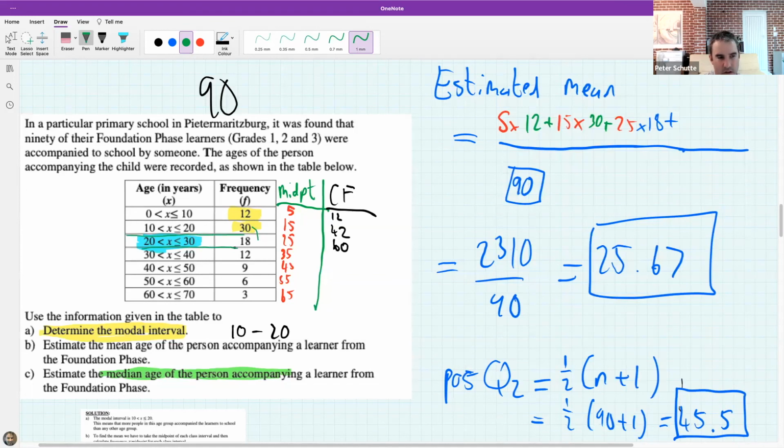So isn't 42 the closest to 45.5? No, but it's not about being closest, it's about which one does it fall into. If the position had been like 35, then you would have been in the second interval, because 35 is still inside the second interval. But because it's 45, it's left the second interval and gone into the third one. Okay, thank you, sir. Okay, cool.